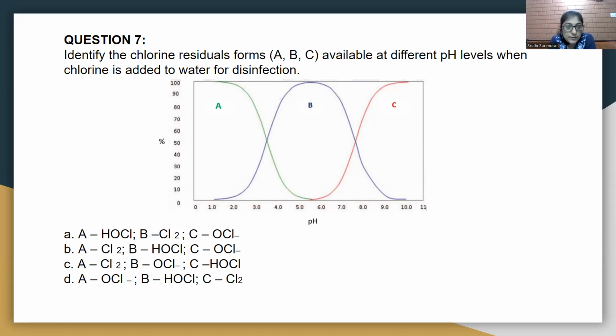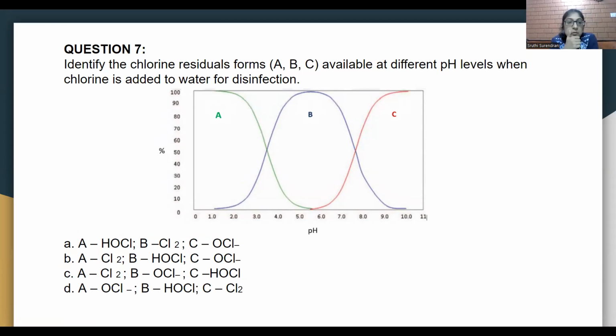Now I can say HOCl means it is hypochlorous acid. Cl2 is chlorine. OCl minus is the hypochlorite ion. Kiran Mojahid said it's B. Okay, I'll move to the answer.